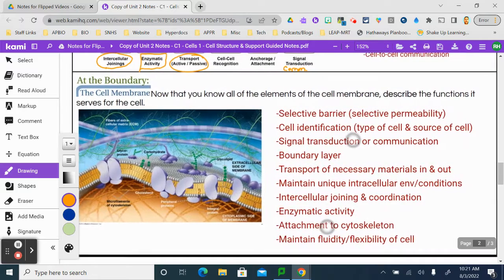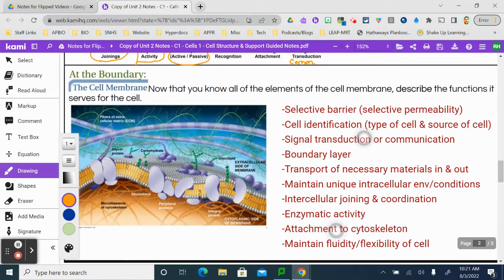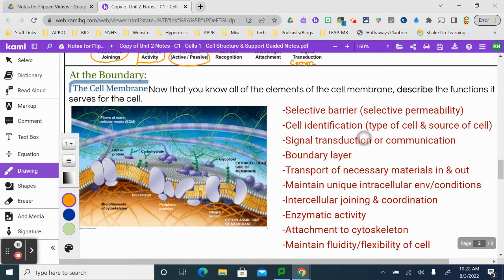Knowing the structure of the cell membrane, we now need to look at some of the functions of it. There's a big long list. Again, I would suggest you pause it. Take down what you need to from this. And maybe it's not copying down everything. Maybe it's just copying down the things that will help you understand it.